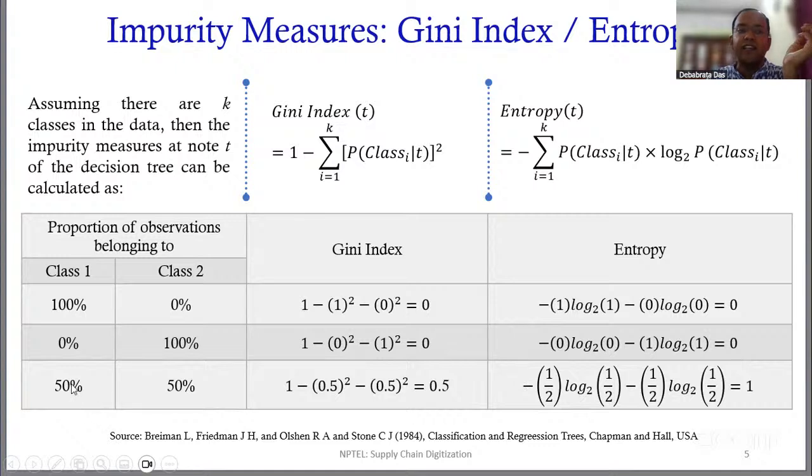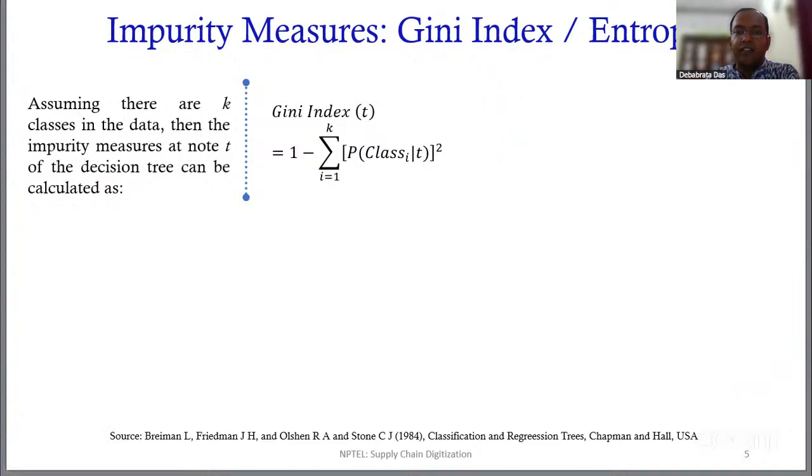But if you see the extreme case, 50% of observations belong to class 1 and 50% belong to class 2. That is the most impure data, the most random data. If I pick anything, there is a 50% probability that it will be class 1 and 50% probability that it will be class 2. Therefore, Gini index is highest at 0.5, and entropy is also highest at 1. So these are the two measures of impurity.